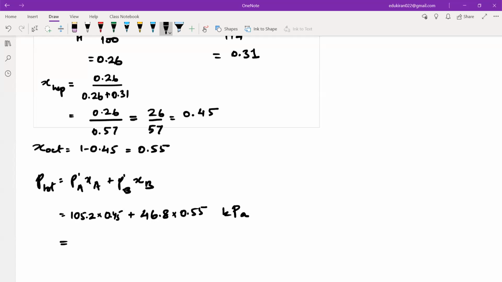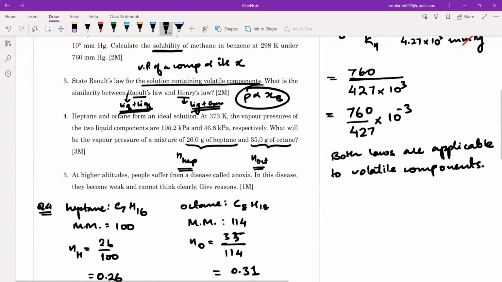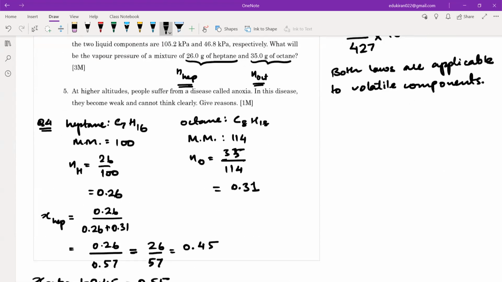Mole fraction does not have any unit. So I think it will come to around 74, 73 point something kilopascal if you multiply these things. 73.08, right? Your answer should be around 73, between 73 and 74. Okay, if you all got this, yes or no, please tell me. Yes, sir. Yes.